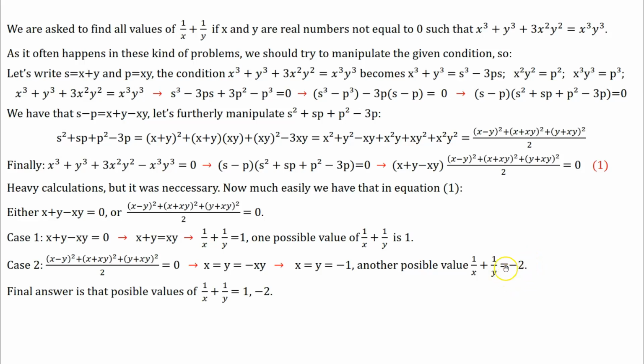So finally, we say that all possible values of 1 divided by x plus 1 divided by y with the given condition of the problem are 1 and minus 2.